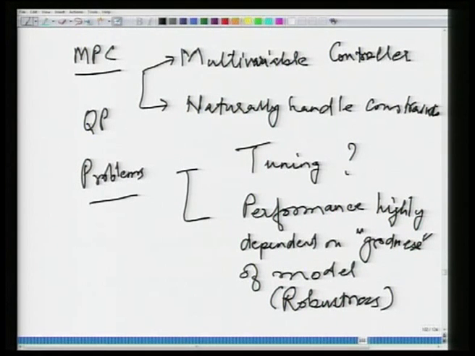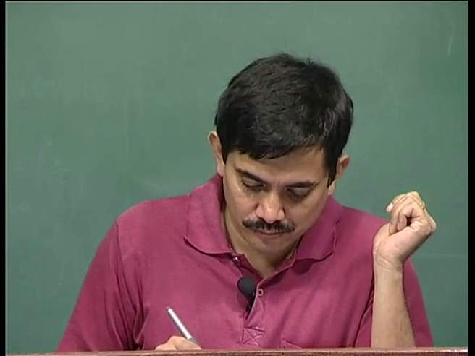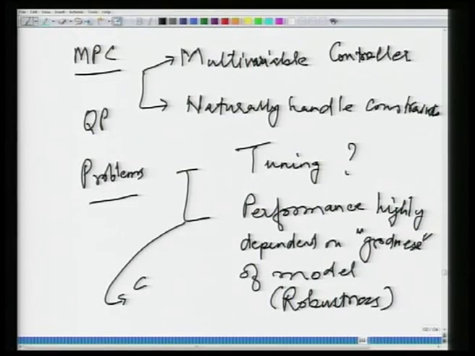Even if the process drifts, will your controller give reasonable control performance? That is the question. And of course, it is expensive. These are some of the problems.